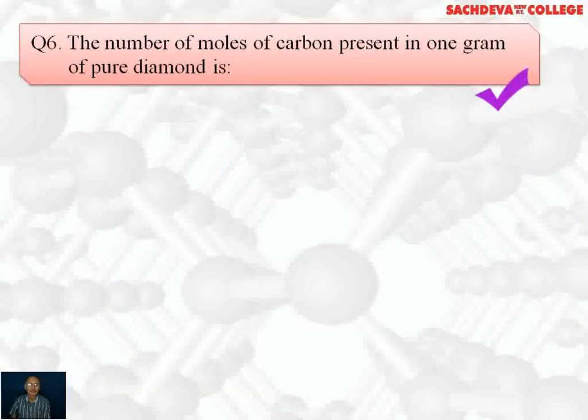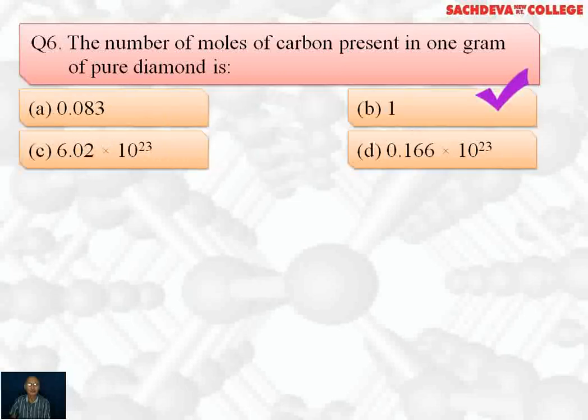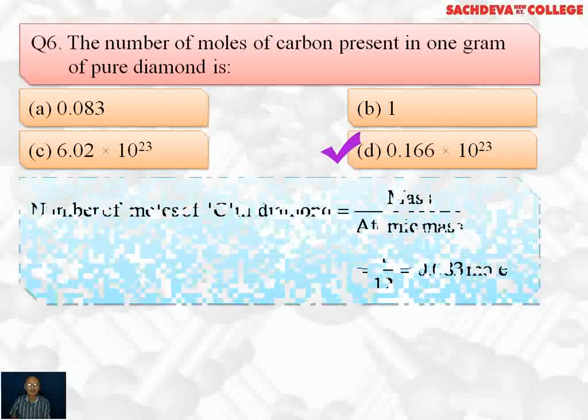Next question: the number of moles of carbon present in 1 gram of pure diamond is A part 0.083, B part 1, C part 6.02 × 10^23, D part 0.166 × 10^23.